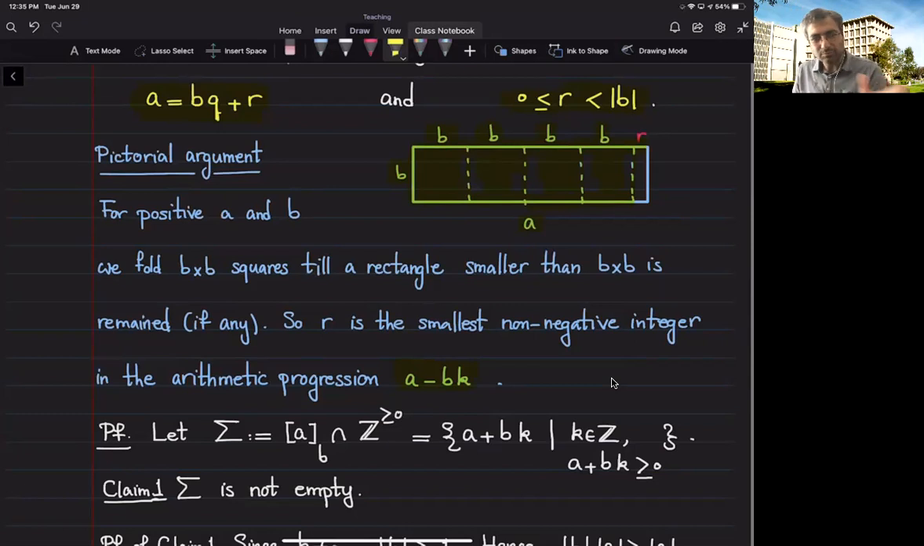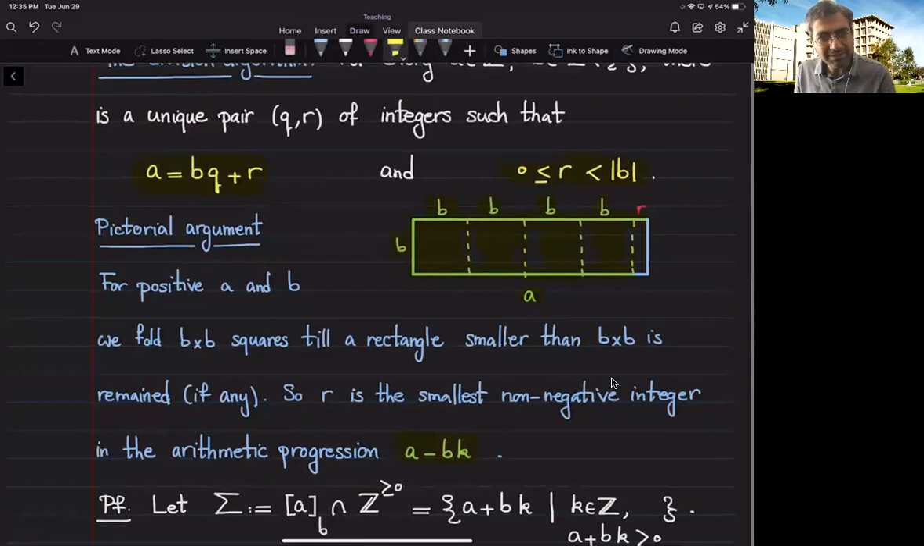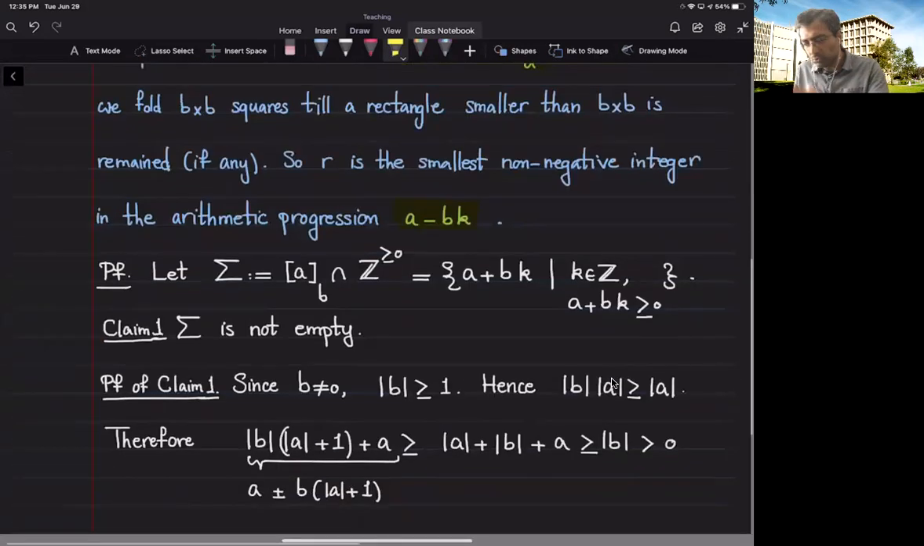And here I have to be slightly more careful, as I'm not assuming that a and b are positive integers. They can be negative. So that's why I need to take care of this by putting absolute value and so on. But the general idea, the pictorial proof, is already in this rectangle and cutting these squares one after another. Okay, but let's use this idea that we have to focus on the smallest non-negative integer among the arithmetic progression that is of the form a plus a multiple of b.